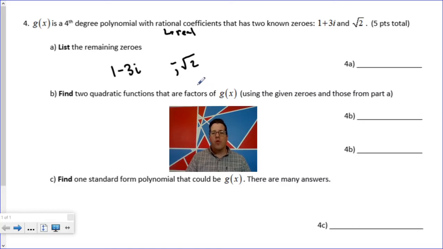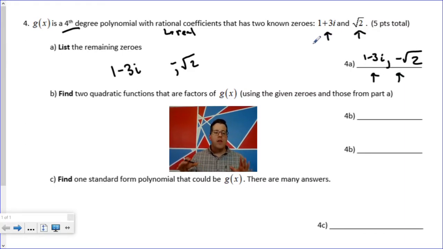So in order for us to be able to use an imaginary number or an irrational number and not have that give us irrational or imaginary coefficients, we have to use their conjugates. So the remaining zeros here are 1 minus 3i and the opposite of the square root of 2. Okay, fourth degree polynomial means that we need to have these two and those two to make 4 total.